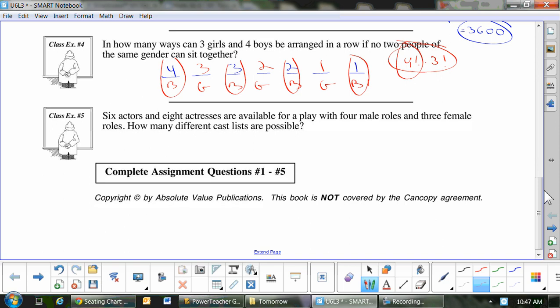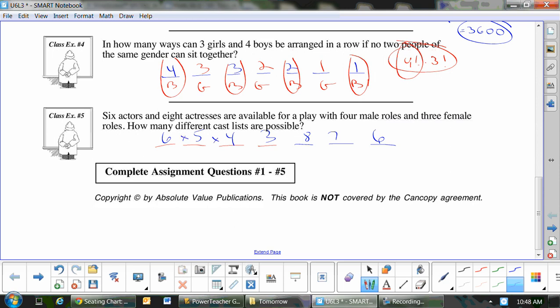Okay. Now, are we saying they have to be picked in this order? We're just saying we need 4 male roles and 3 female roles. Now, if you start with the male roles, how could you do that? 6, 5, 4, 3, and female? 8, 7, 6.